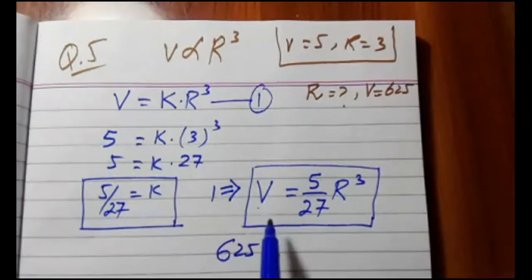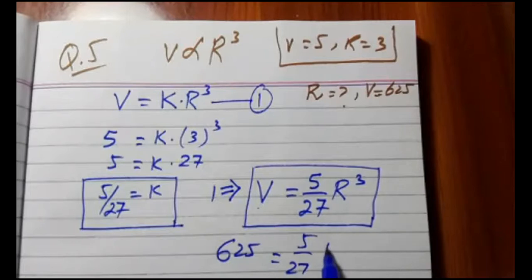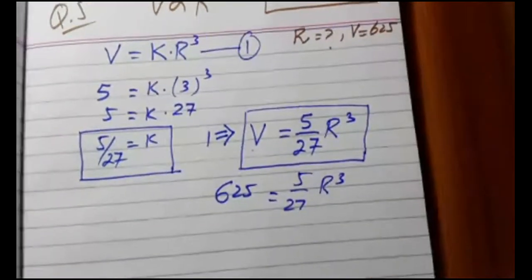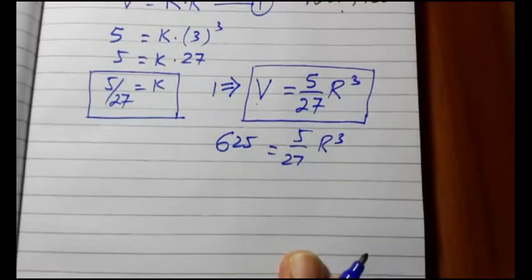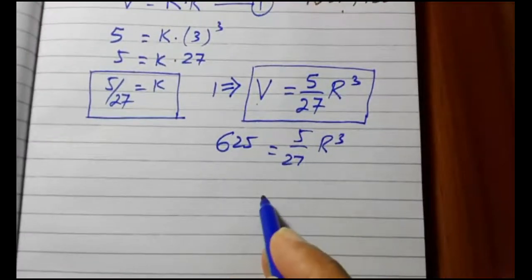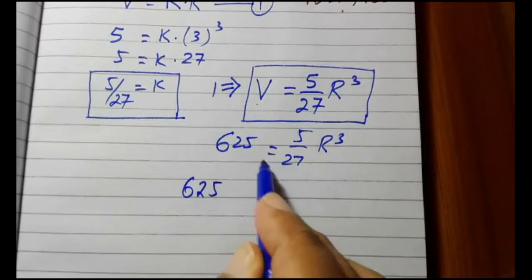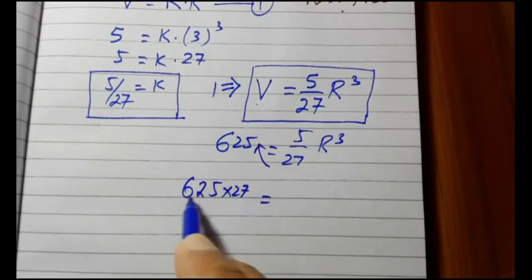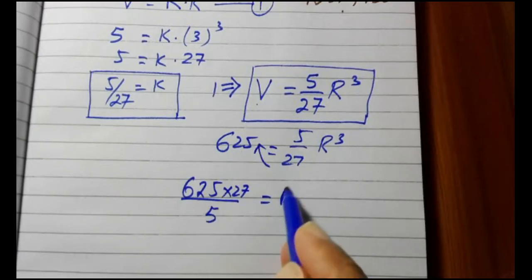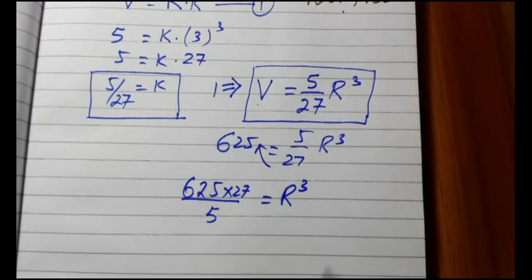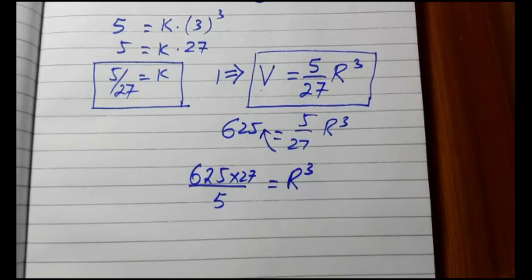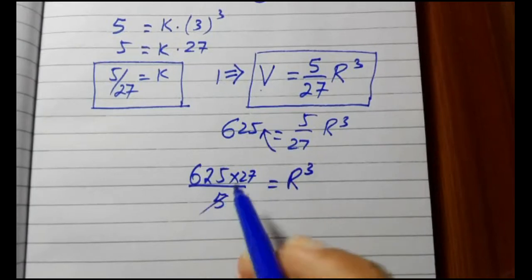This is already written in the question and we are asked to find the value of r. This is r raised to power 3. So how will we proceed? We will do the cross multiplication first. 6 over 5, 27 will be cross multiplied and 5 will be divided on the other side, and r cubed will stay as it is. Now you can cancel it out.